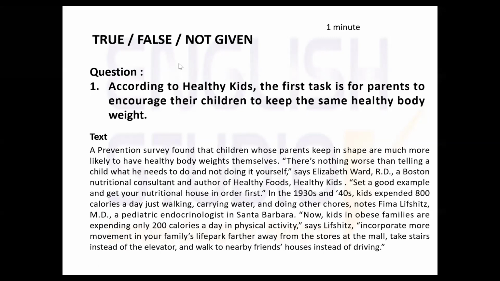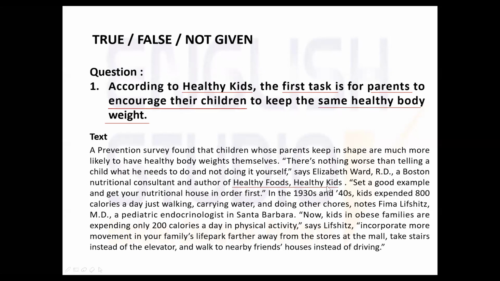You find the correct keywords is here. According to Healthy Kids, the first task for parents is to encourage their children to keep the same healthy body weight. So we have the keywords here, Healthy Kids. The first one we look for, the easiest, is Healthy Kids, because we can find it very quickly. So where is Healthy Kids?